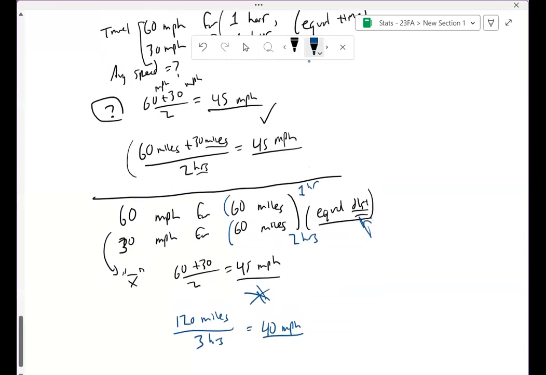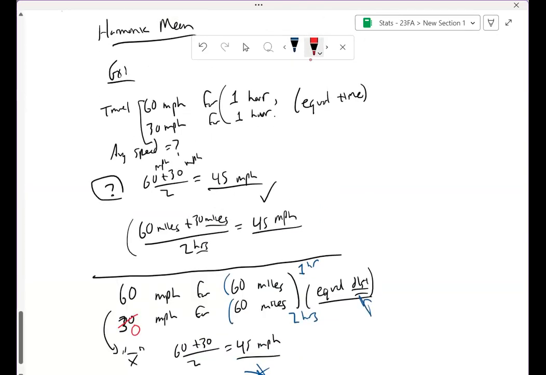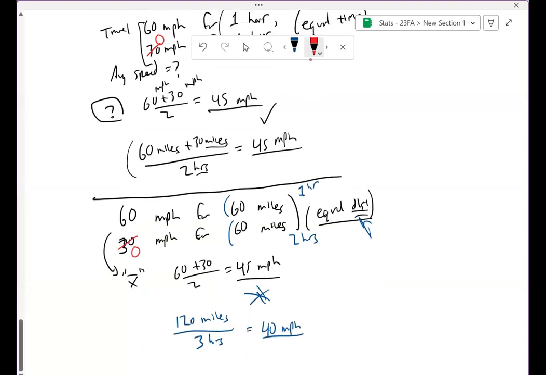If we thought of an extreme case, what if I had said 0 here? If I drove 60 miles an hour for 1 hour and then parked and ate lunch or something and drove 0 miles an hour for 1 hour, does that make sense? Sure. It would just have taken me 2 hours to go 60 miles. I'd have driven an average of 30 miles an hour, 60 plus 0 over 2, just fine.